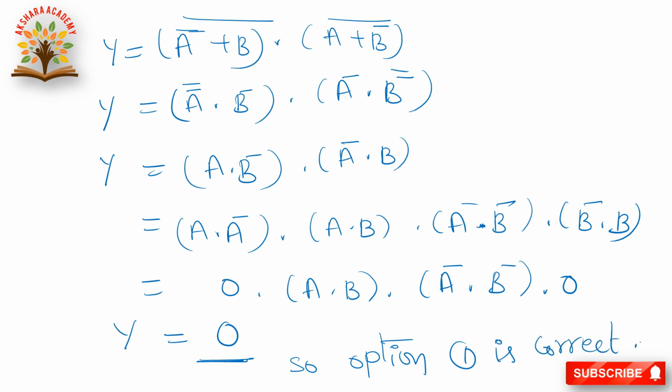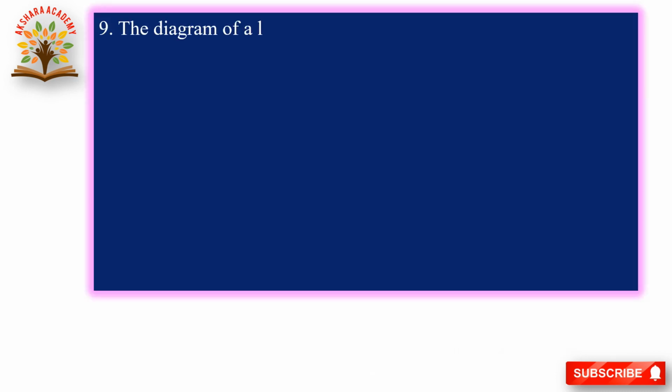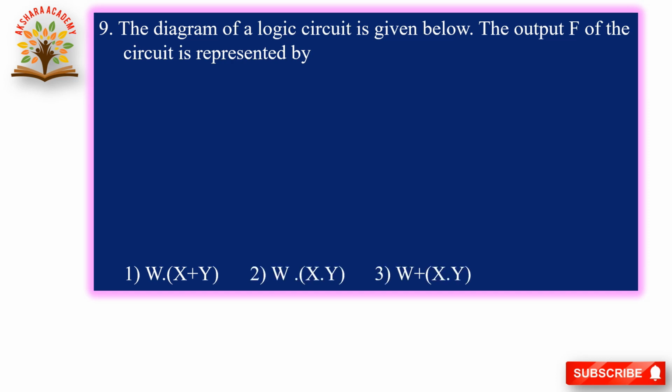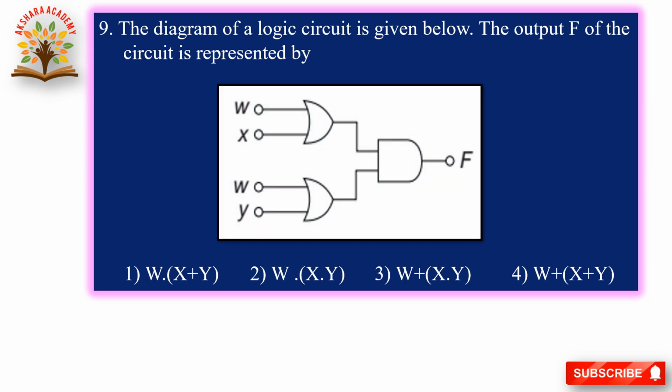Okay. Next we will go to the next question. The diagram of a logic circuit is given below. The output F of the circuit is represented by, see this logic circuit. Now we have to calculate the output of the circuit F. Here the output they have given as F. Now let us go to the solution.